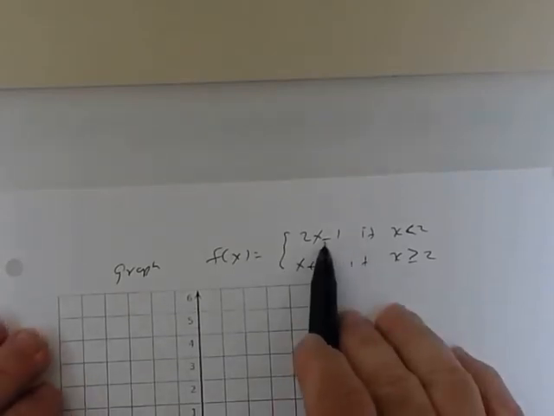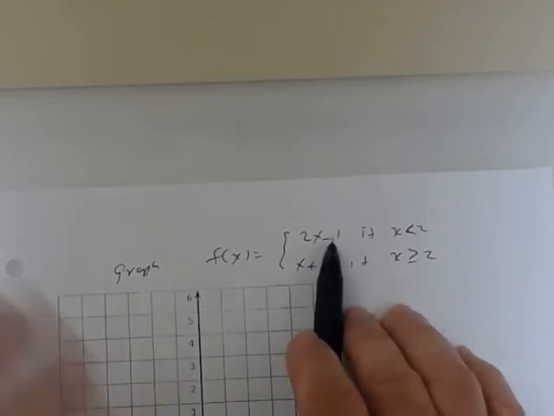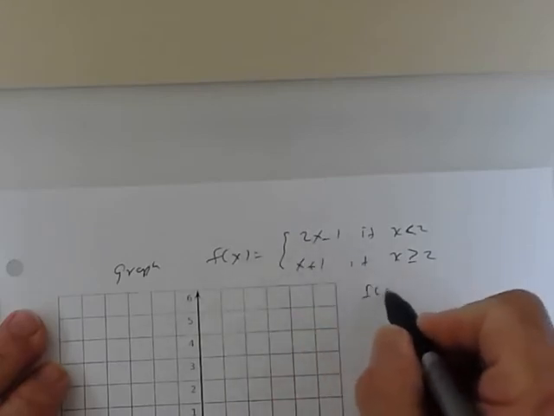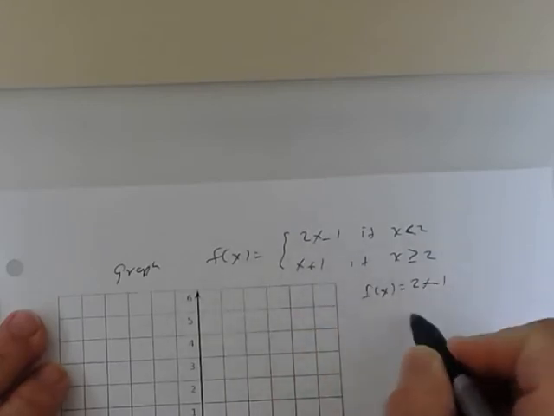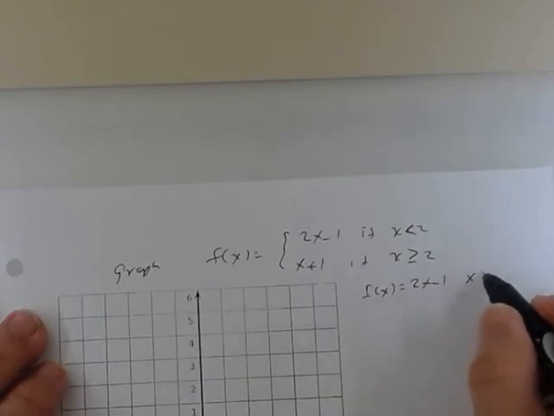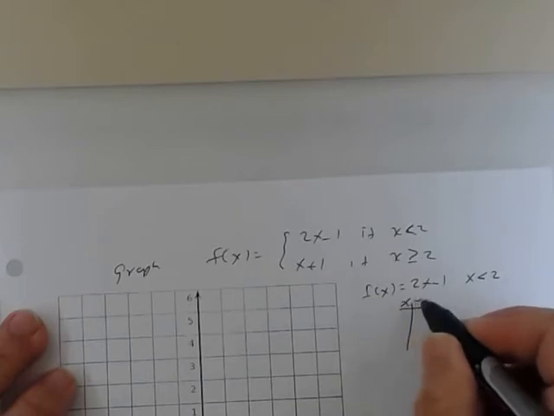All right, you're going to use a t-table. And remember, these are lines. You just need 2 points to graph this. So first of all, we're going to graph the first function. So f of x equals 2x minus 1. But I got to keep in mind that I got to use values of x that are what? Less than 2. I got to keep that domain in my mind. Okay? So we're going to do a t-table.